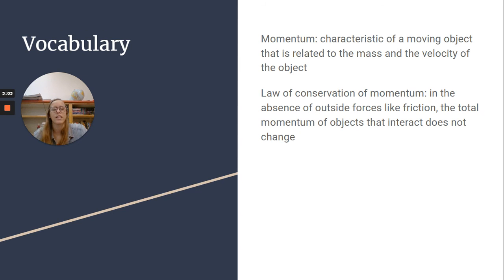So our two vocabulary words: momentum is the characteristic of a moving object that is related to the mass and the velocity of the object, and law of conservation of momentum: in the absence of outside forces like friction, the total momentum of objects that interact does not change.